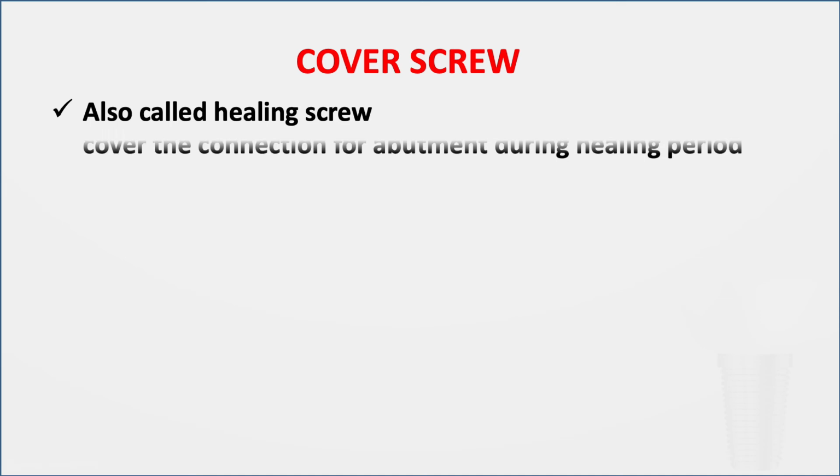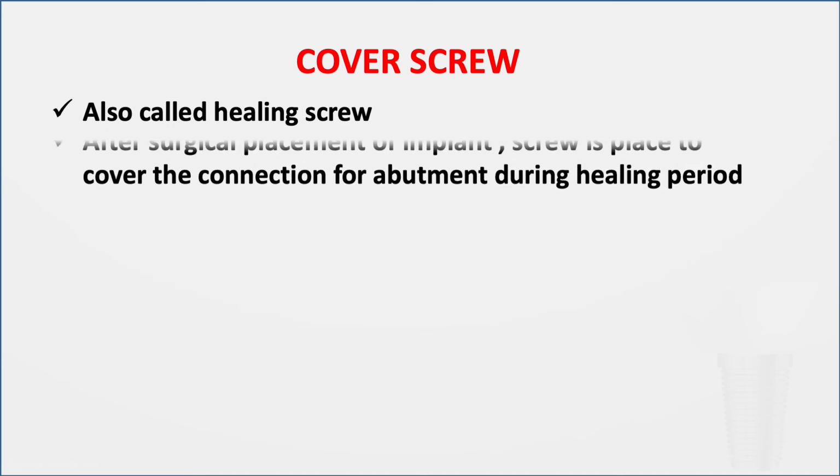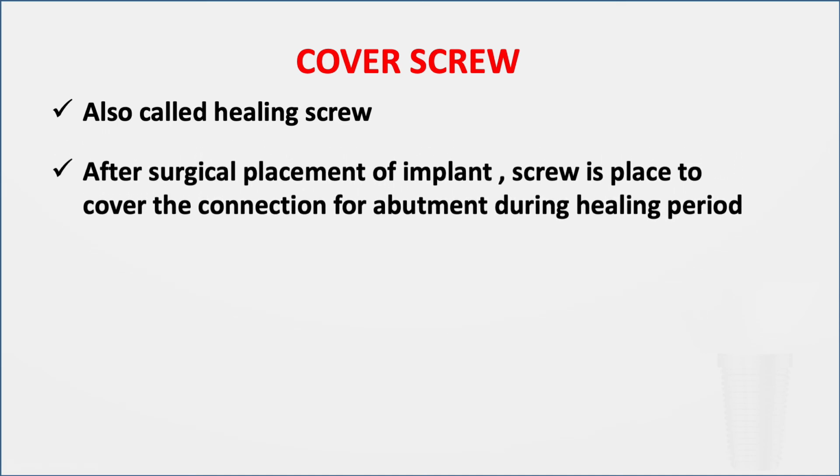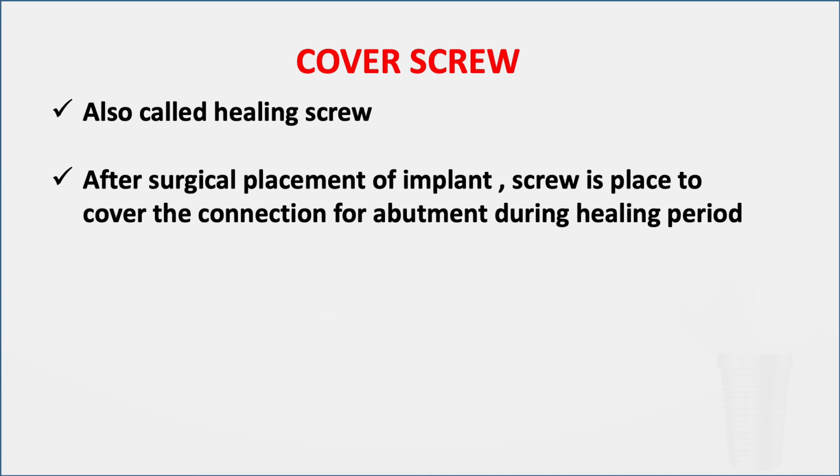The next component is the cover screw, also called the healing screw. After surgical placement of the implant, a screw is placed to cover the connection for the abutment during the healing period. So the cover screw is used at the time of first stage surgery and removed during second stage surgery, and then the gingival former is placed.